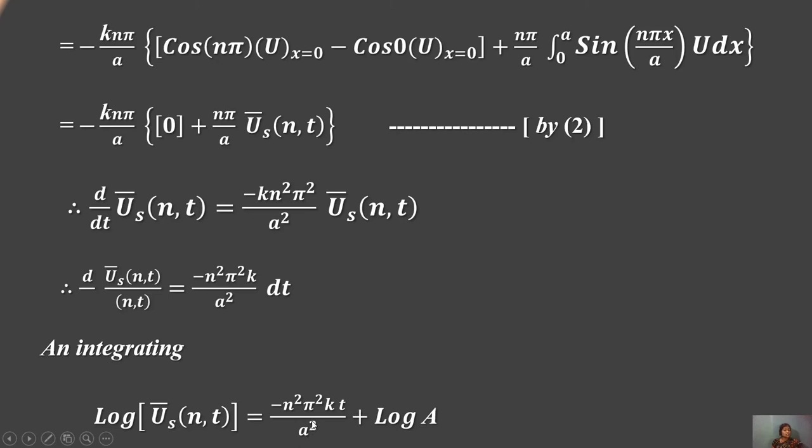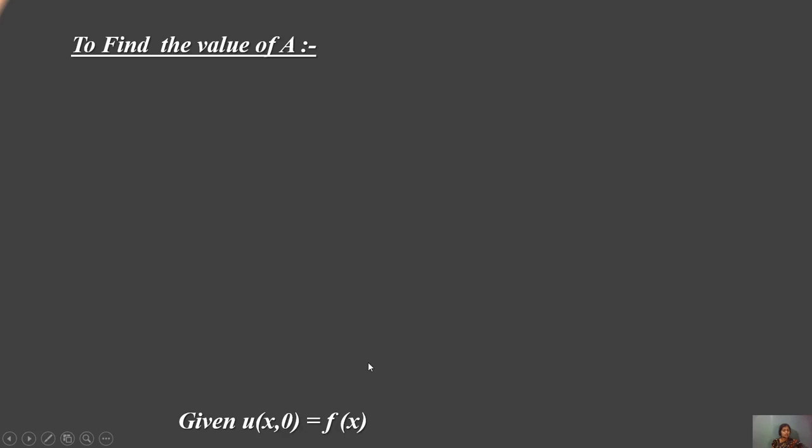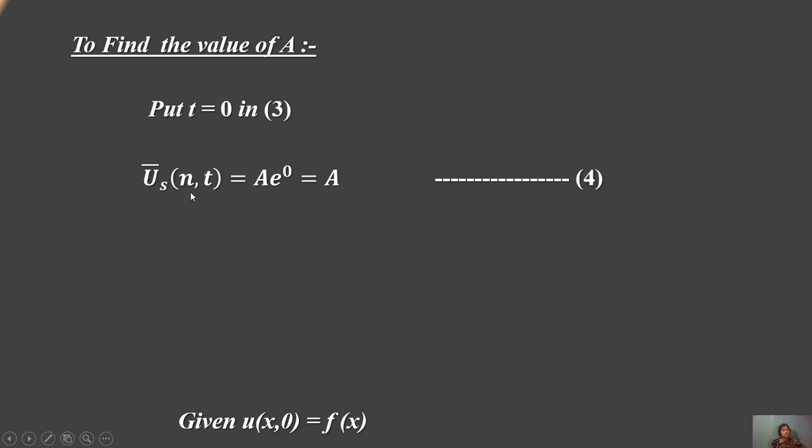t is considered, and another part is a constant value that is generated. Then both of these conditions are transferred to the form minus n square pi square k t upon a square plus log a, a constant value. This log a is transferred to the left hand side, to find the value of a. First of all, put t equals 0 in equation third: us nt equals a e to the power 0, which equals a.